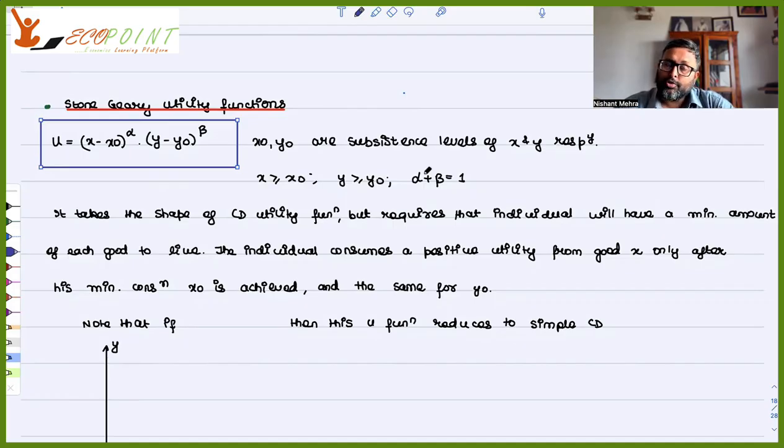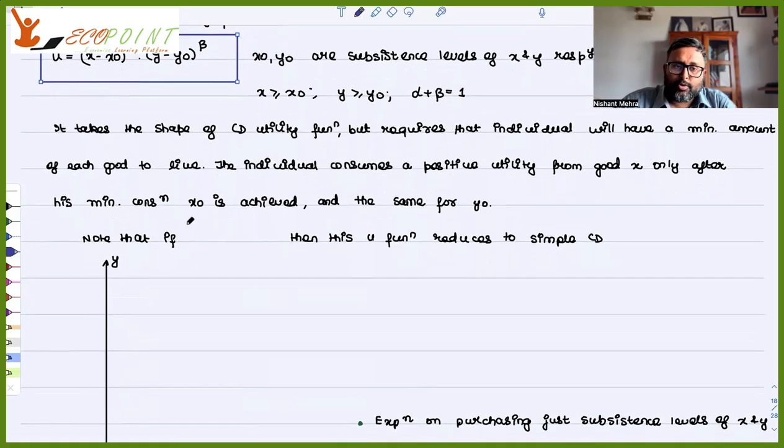So the individual should have this minimum amount of x and y. And the individual gets positive utility from the good only if he consumes more than this. He will have positive utility only if he consumes x more than x naught, because the moment x is equal to x naught or x is less than x naught, your utility is not positive. If x is equal to x naught, your utility is 0. You will have a positive amount only if x and y are greater than their respective x naught and y naught, right?